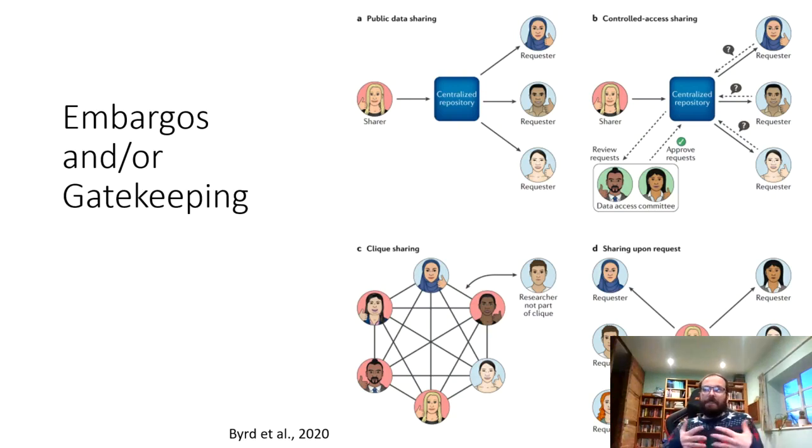Another way of mitigating this is through controlled access sharing. So we have some sort of centralized repository, but we have a committee who basically determines who gets access, who is approved access, and who doesn't. This can be really useful, again, if it's a particularly sensitive or influential data set, that there are some independent individuals deciding what is fair and just use of the data.